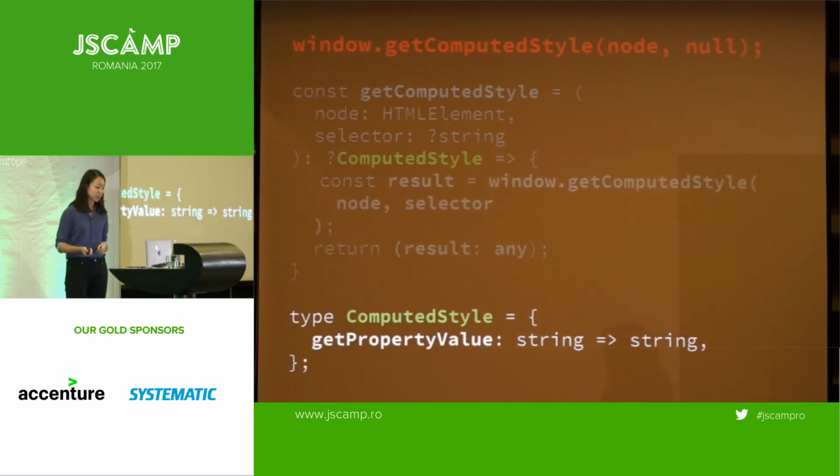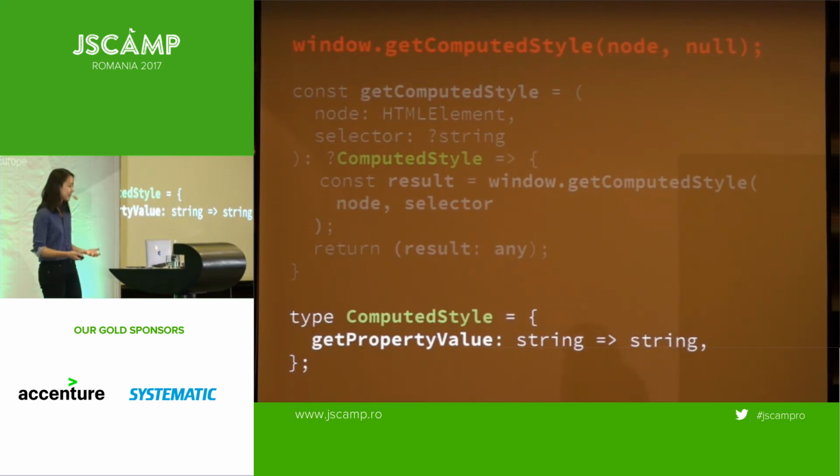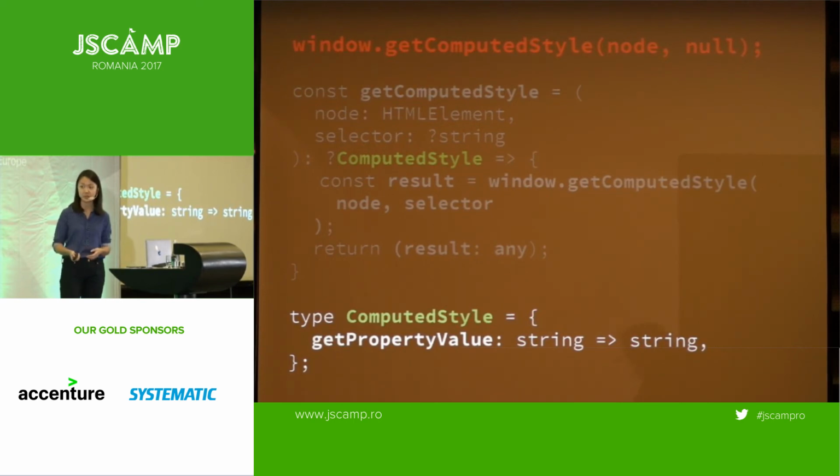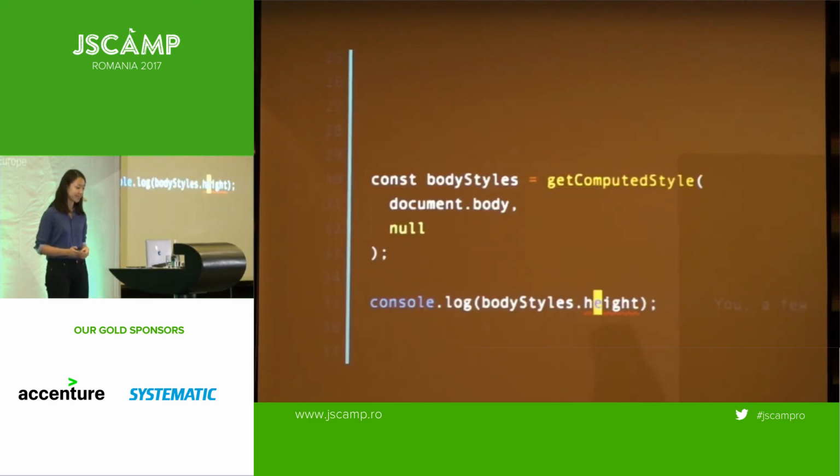We can go even further. For example, if we like the consistency that getPropertyValue provides, which is that it takes a string and always returns a string, and we don't want people accessing random properties on the object directly, we can define a return type so that Flow thinks the return type of getComputedStyle only contains a getPropertyValue function. With this, we're now casting away parts of third-party interfaces that we don't like or don't want our developers to use. And let's see it in action.